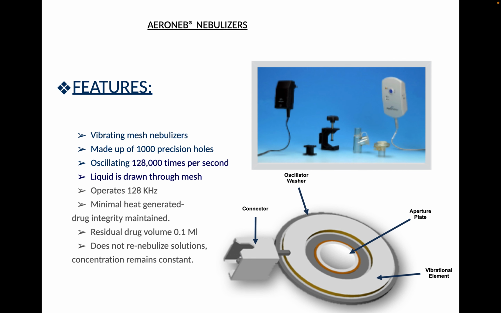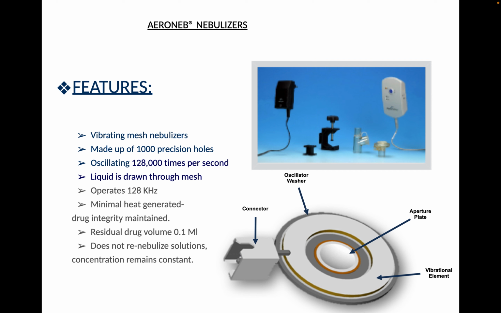Now, as far as the Aeroneb nebulizer is concerned, the parts you can see are a connector, the oscillator washer, aperture plate, and the vibrational element. It's a vibrating mesh nebulizer, which we very routinely use. It is made up of about 1000 precision holes which oscillate at the rate of about 120,000 times per second. The liquid is drawn through the mesh, and minimal heat is generated.